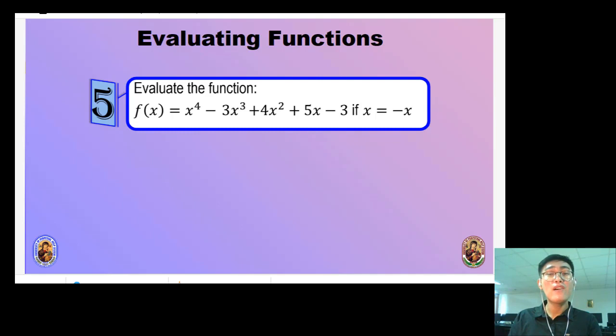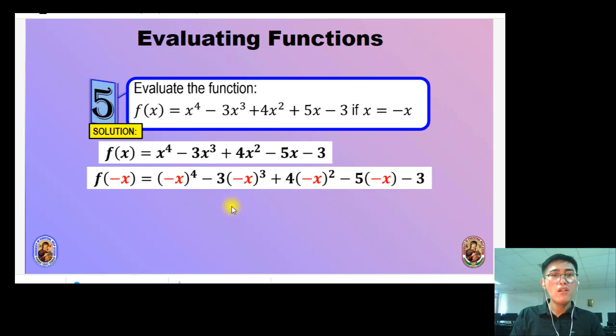Siguro, nasanay kayo na kapag nagsasubstitute tayo ay puro numbers. But, in real life, pwedeng hindi numbers ang isa-substitute. Pwedeng variables, just like in this example. If x is equal to negative x. So, ang gagawin nyo lang, parang ganoon lang din sa numbers. Palitan nyo lahat ng x ng negative x. Okay?